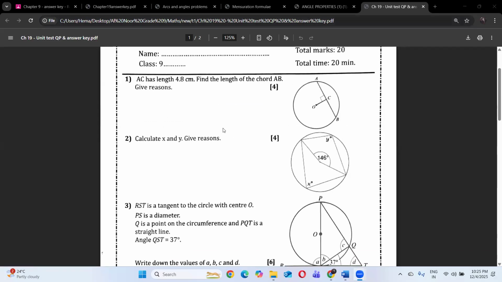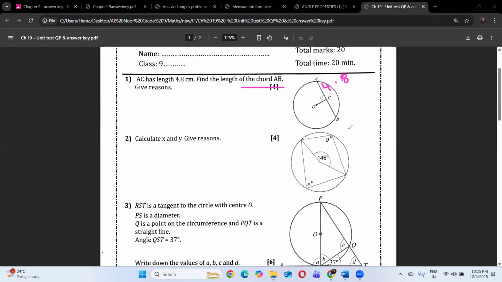Another worksheet. You have to find the length of AC. AC is given, the length is 4.8. How do you find the chord length? The chord length is AB. This is all AB, right? This length.